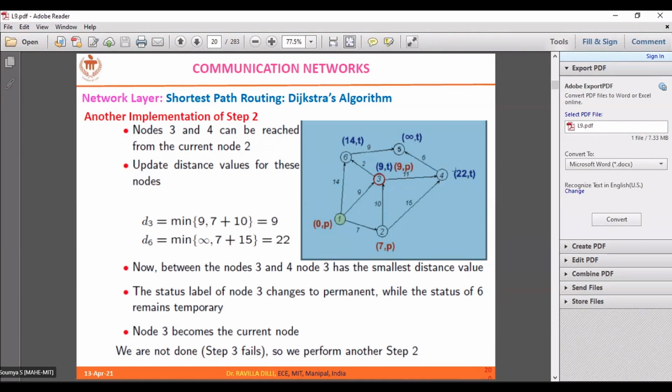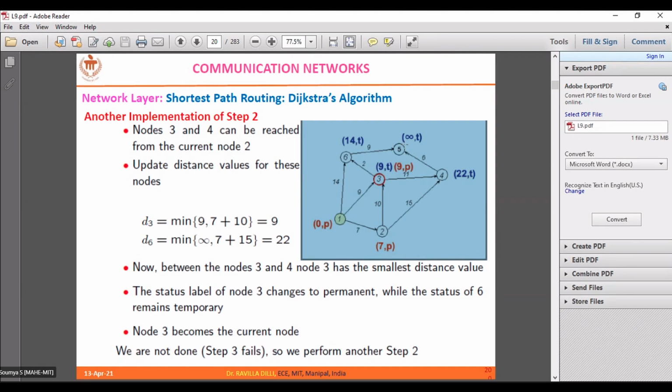Yeah, so that is what is shown over here. Is it clear? Next, what do you do? You have to choose again. 1 is a permanent node, 2 is a permanent node. You are remaining with 6, 3, 5 and 4. And the cost of 6 is 14, the cost of 3 is 9, the cost at node 4 is 22 and the cost at node 5 is still infinity.